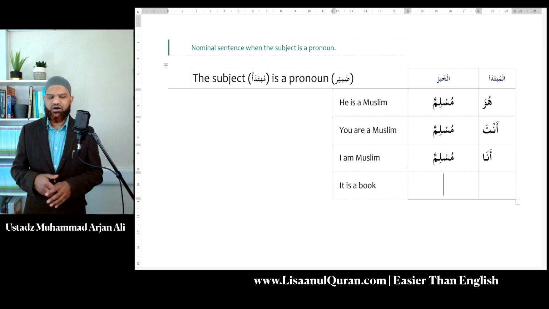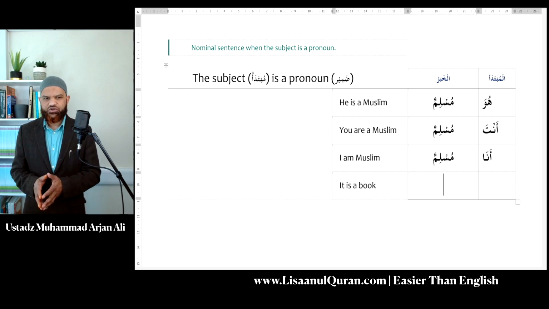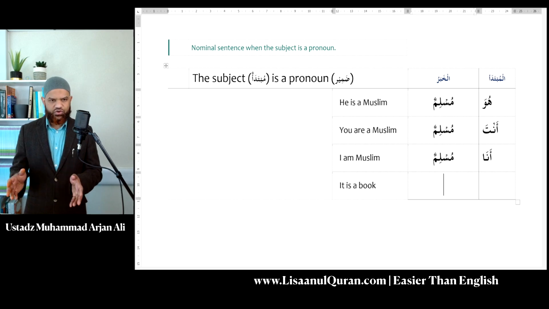Now again, please note here, the reason I've chosen these examples, you can see there is no word for is, am, or are in the Arabic language. So it's a very simple structure, very easy to translate from English to Arabic. You ignore is, am, and are, and you put the two parts together based on the rules I shared with you.